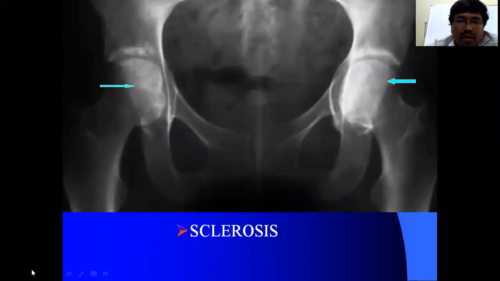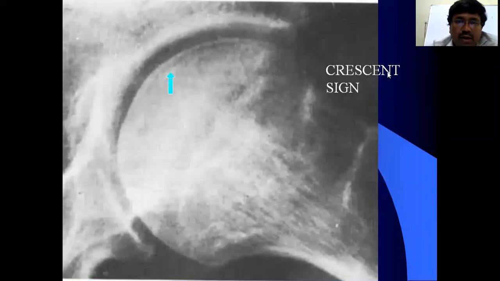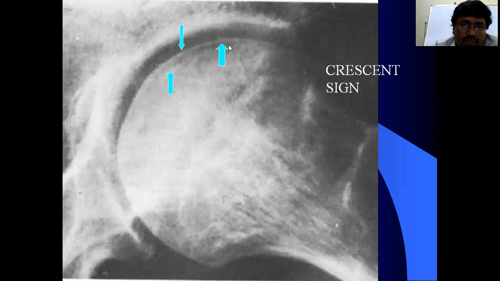So this is the sclerosis. The increase in the bone mass is called sclerosis. See, you can find this area is much more sclerotic compared to this area. So this is also the same. And this is the crescent sign. In the crescent sign, we see osteopenia, also a decrease in the bone mass. Above that there is a thin layer of sclerotic area. This is the crescent sign.